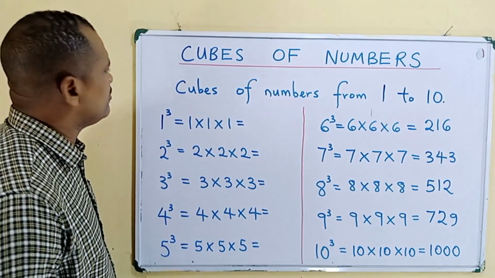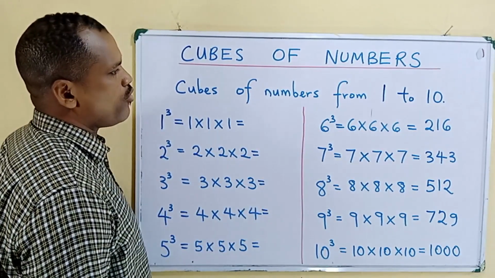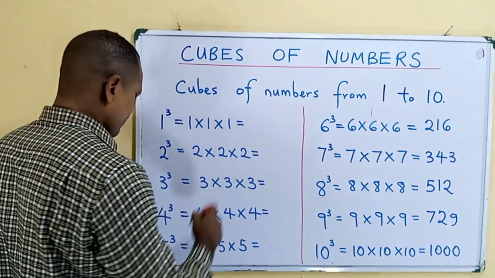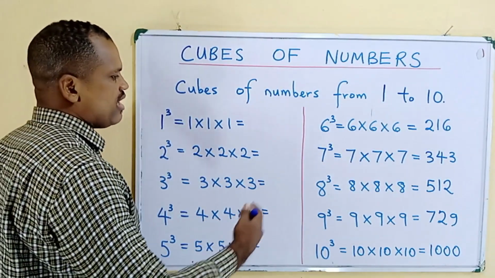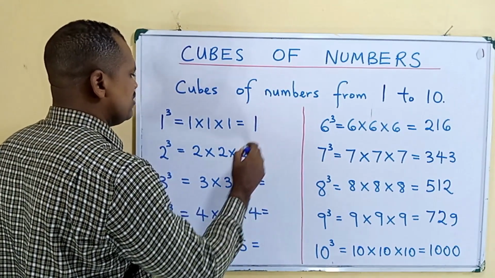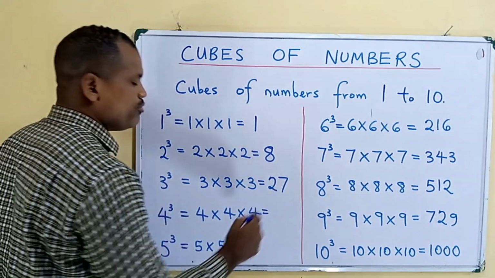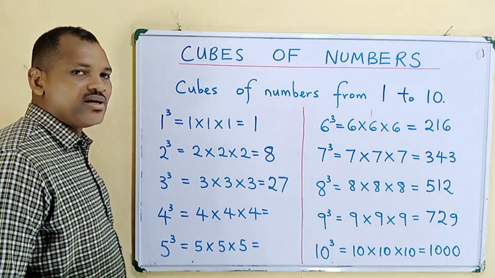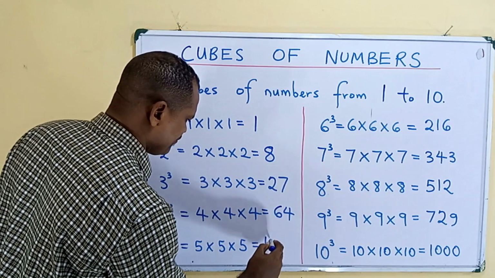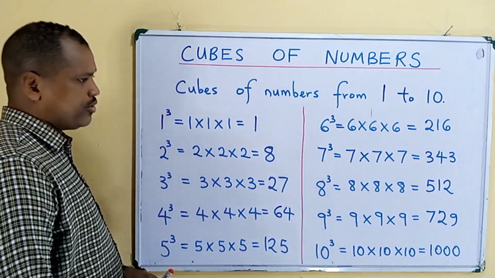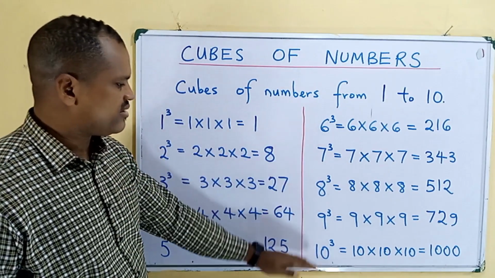So here on the board are the cubes of numbers from 1 to 10. From 1 to 10. Just to get us acquainted with that. It's very important you try to know that. It will help you a lot. It will make your work faster in your tests and exams. So that is it. Cubes of numbers from 1 to 10.